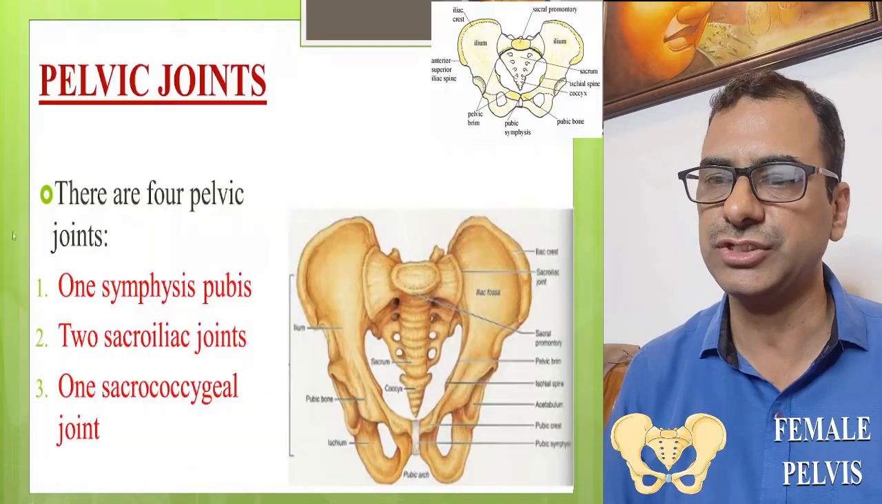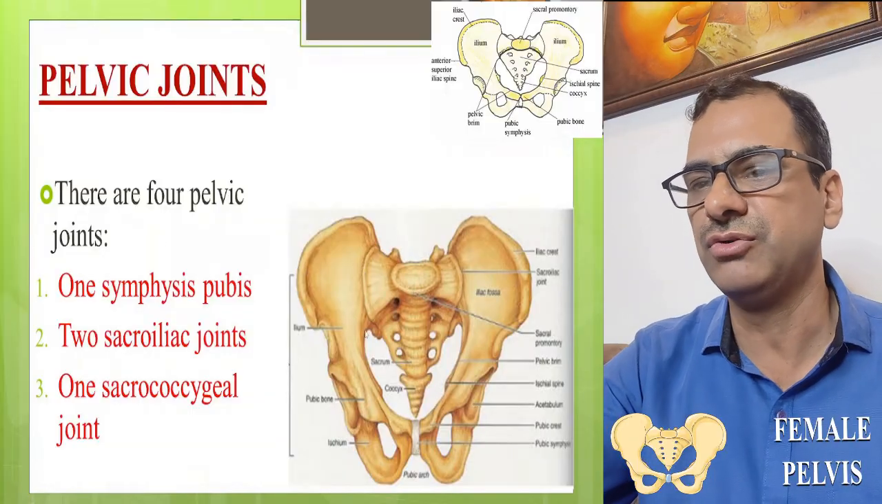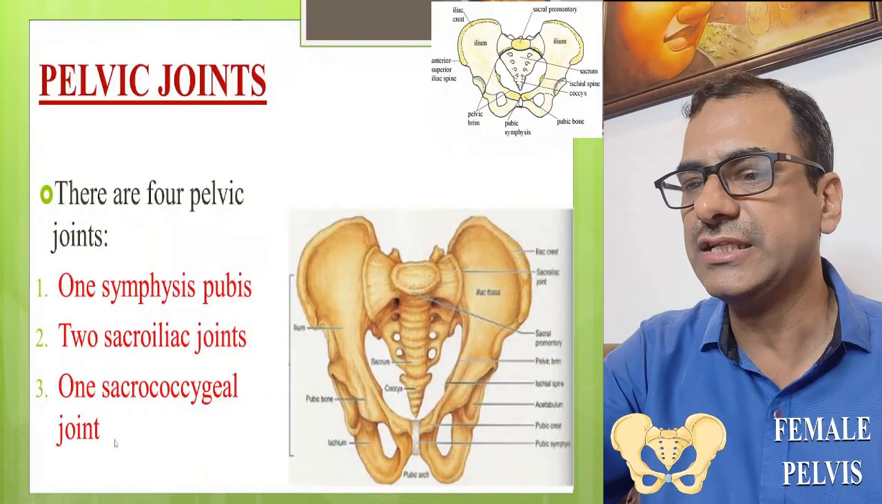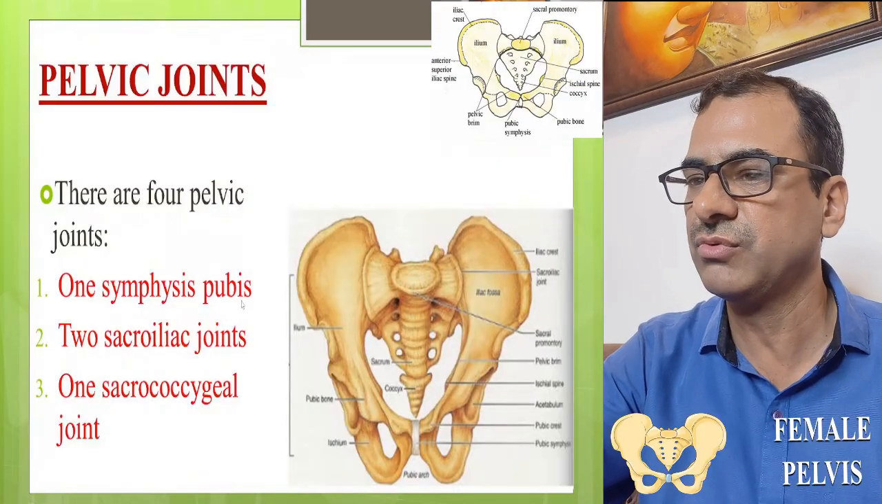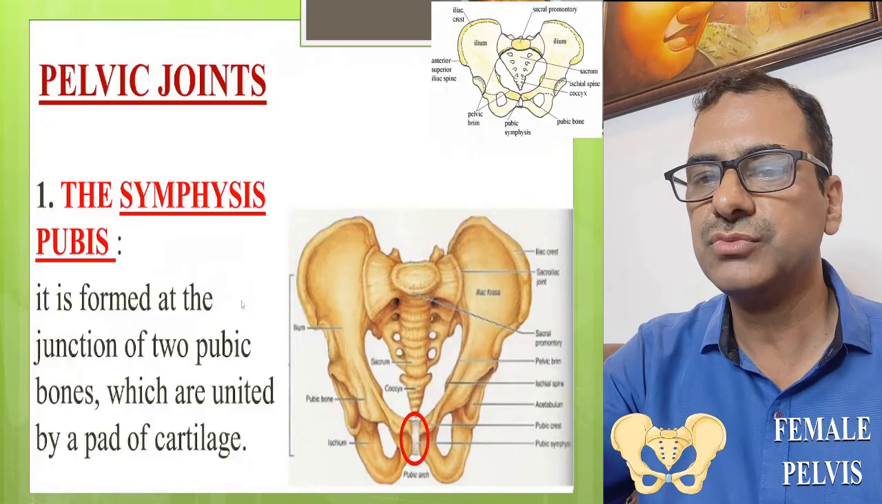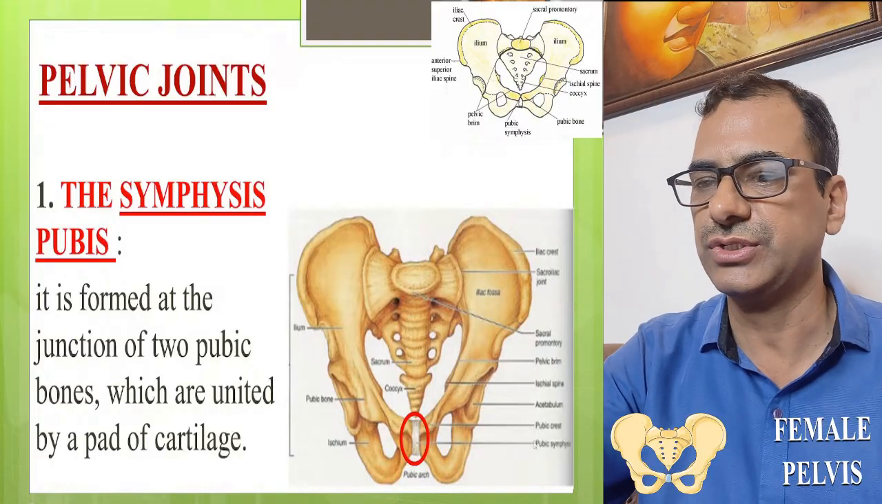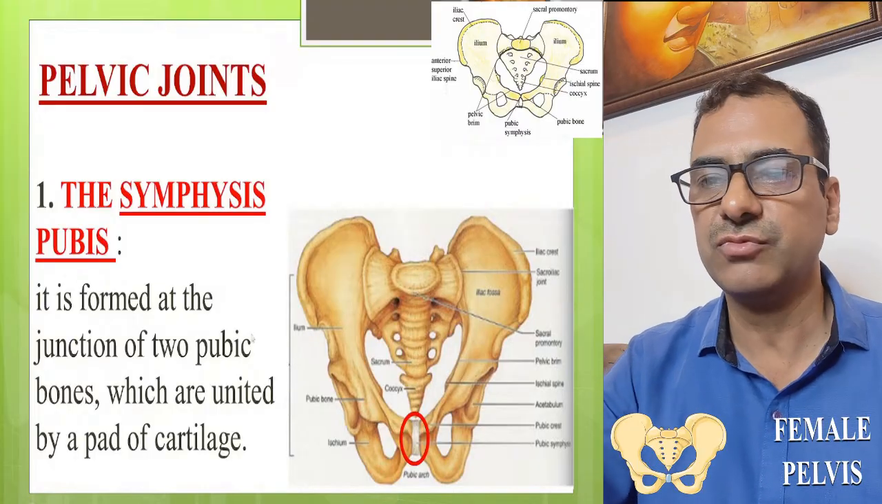One, symphysis pubis, very important in midwifery also. So anteriorly there will be the symphysis pubis, two sacroiliac joints here, and one sacrococcygeal joint. Okay, we will discuss them one by one.